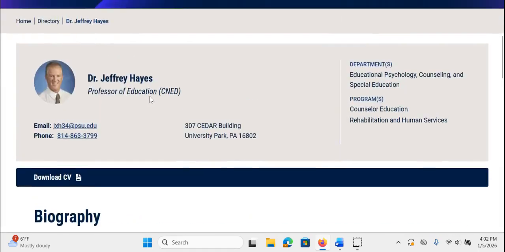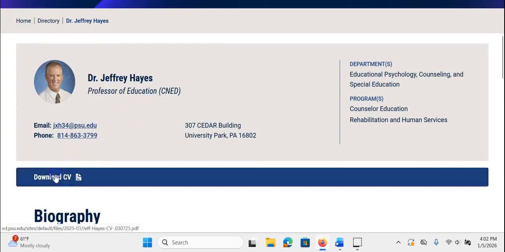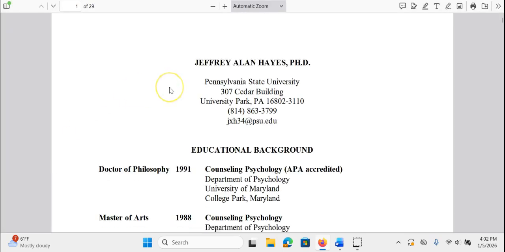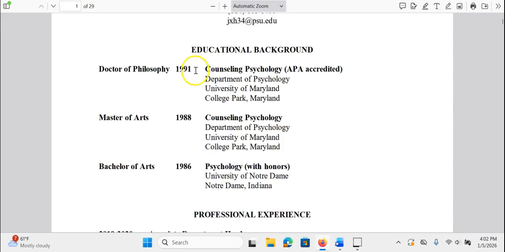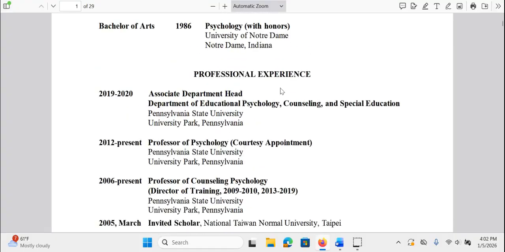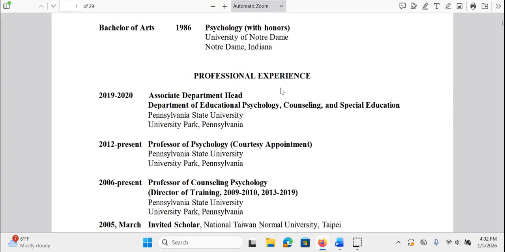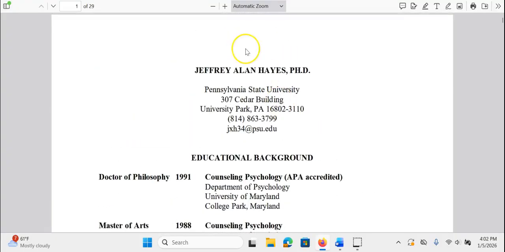Let's figure out if we can find even more information. Does it say where he got his degree? No, we may have to go into his CV for that. So let's look. So we can see that he got his Doctor of Philosophy in Counseling Psychology, APA accredited, that's very good, at the University of Maryland. And then we can also see all of his fancy accolades on the rest of the CV. So I would say this is absolutely a 3. He has so many credentials that make him an excellent author.